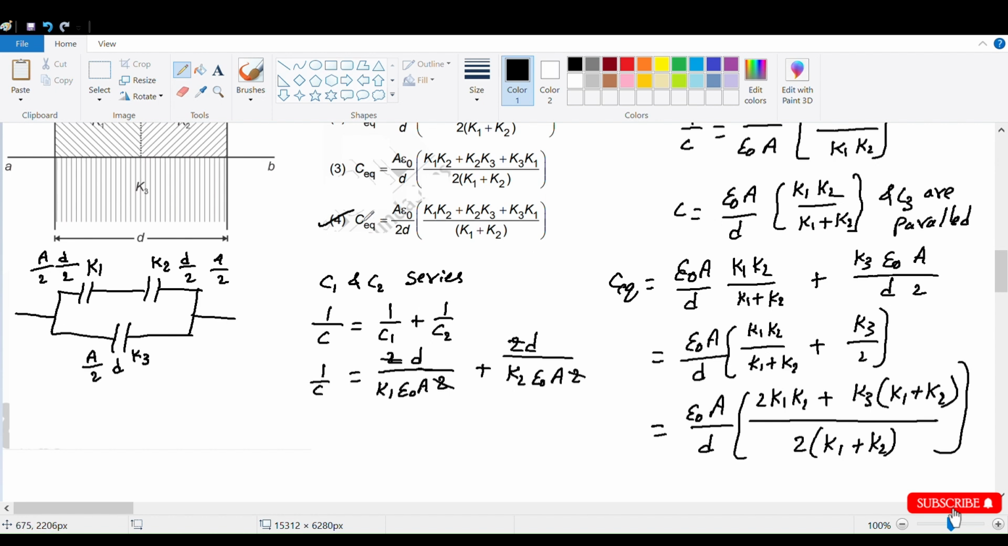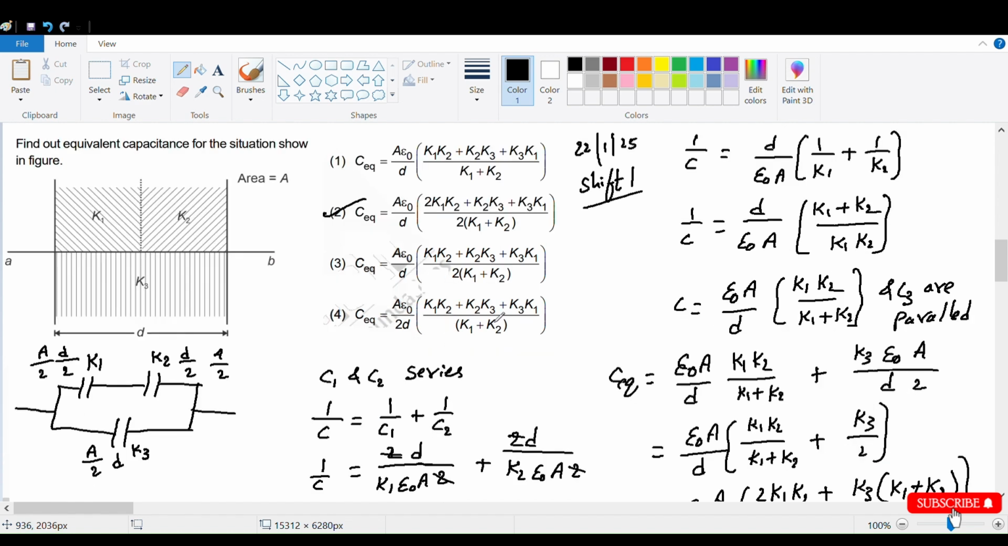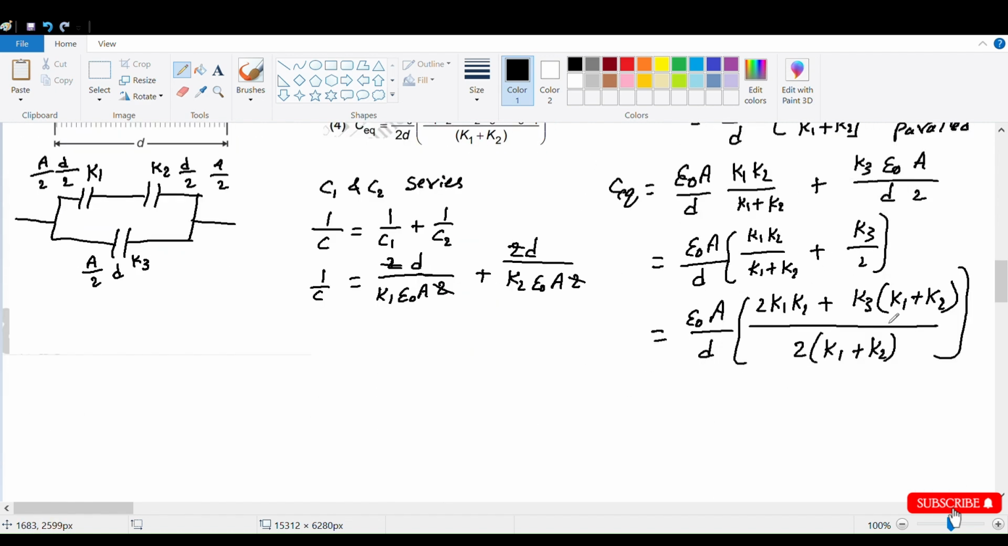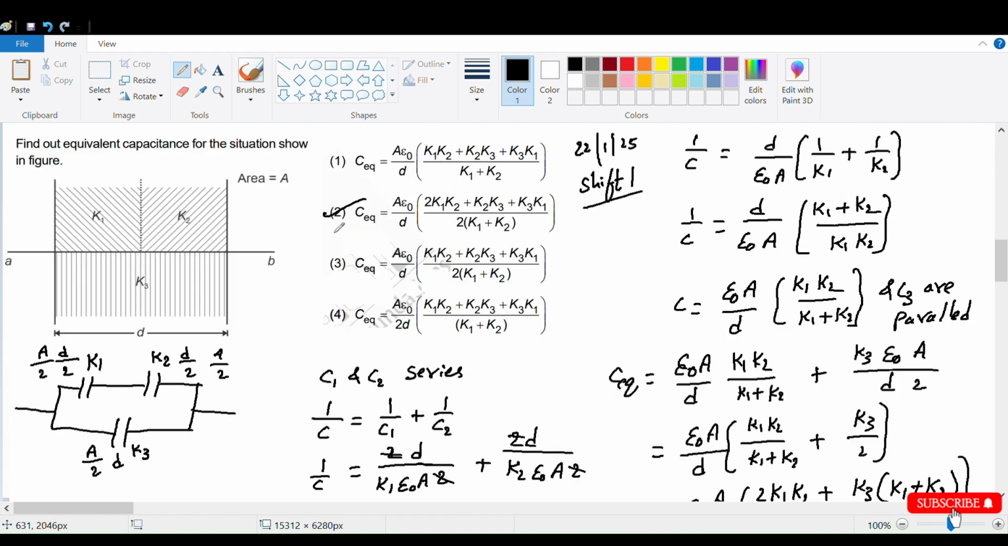So this is the option, right? Correct. So epsilon naught A by 2D, K1 plus K2. Oh, here 2 K1 is not there. 2 K1 K2 should be right. So this is the answer. 2 K1 K2 plus K2 K3 plus K1 K3 over 2 K1 K2. Here, this is option 2, the answer.